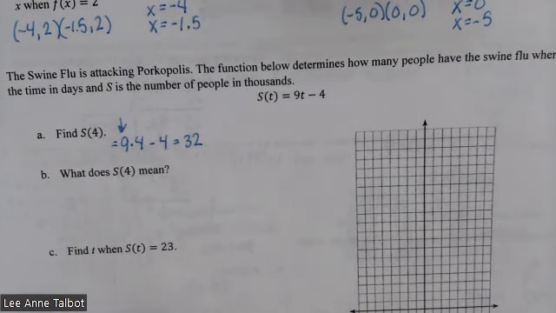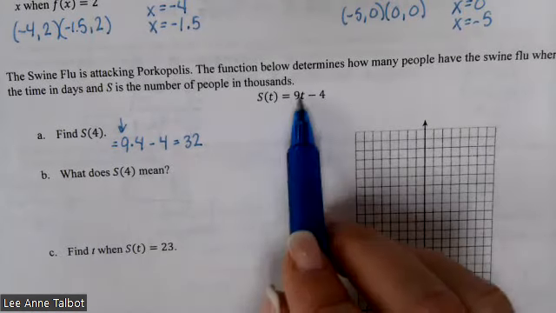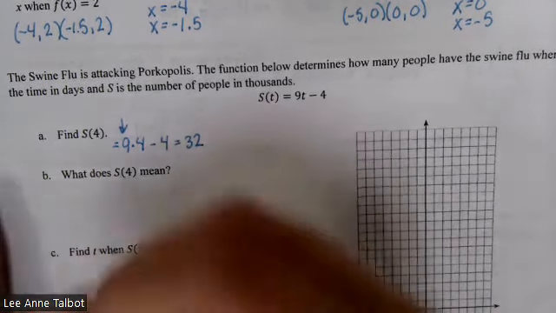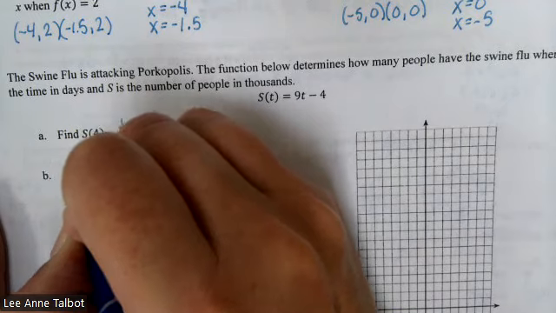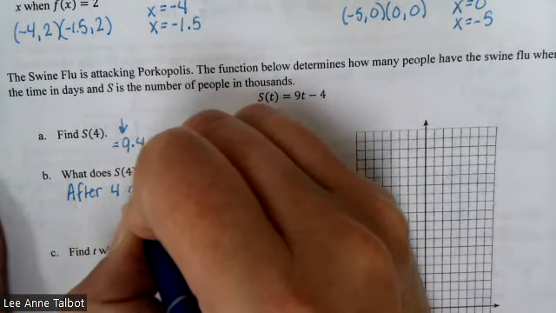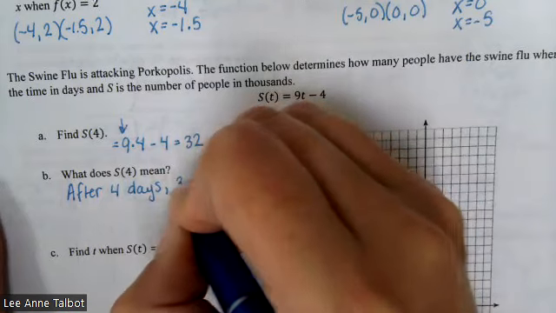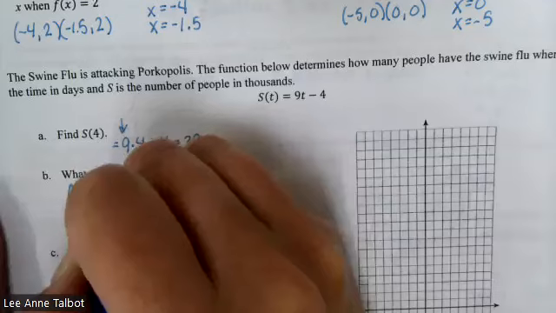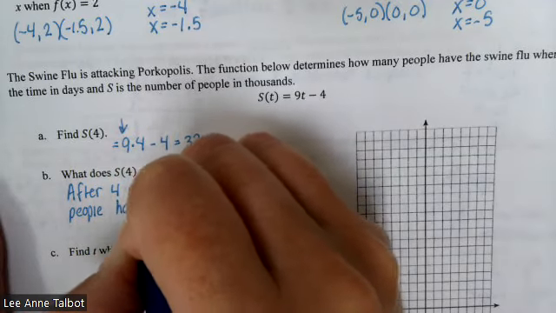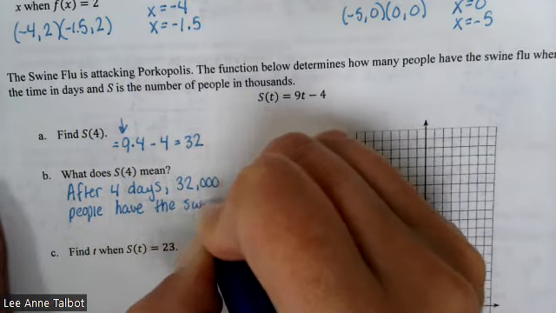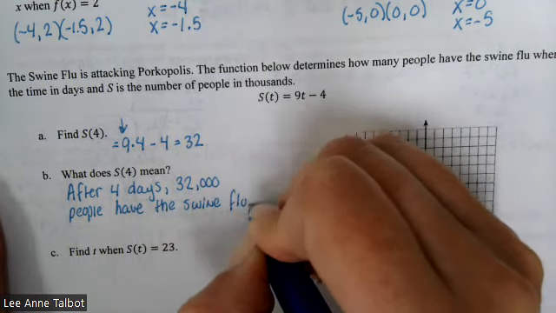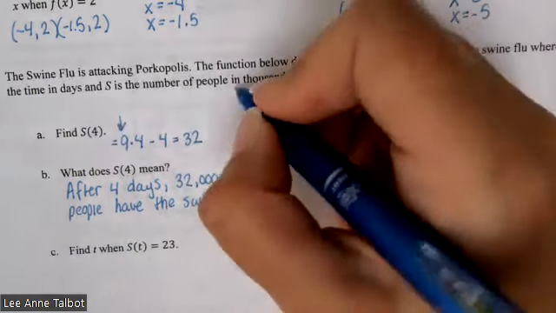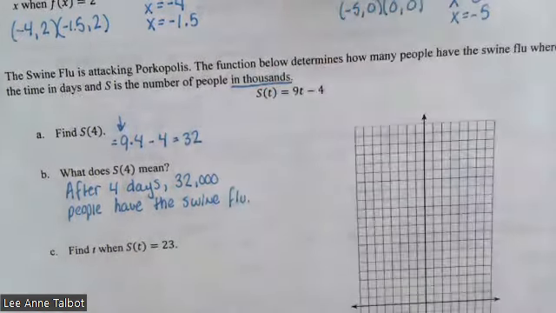You guys okay with how I did that? I took the 4 and put it in there for T. Okay, now what does S of 4 mean in this case? After 4 days, 32,000 people have the swine flu. So remember, it said number of people in thousands.